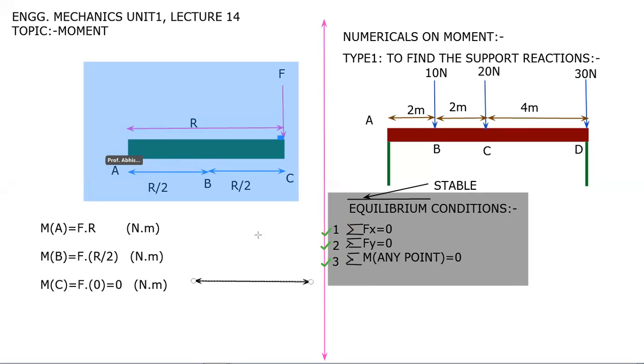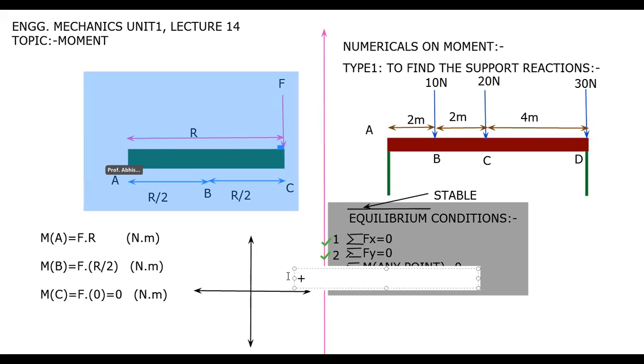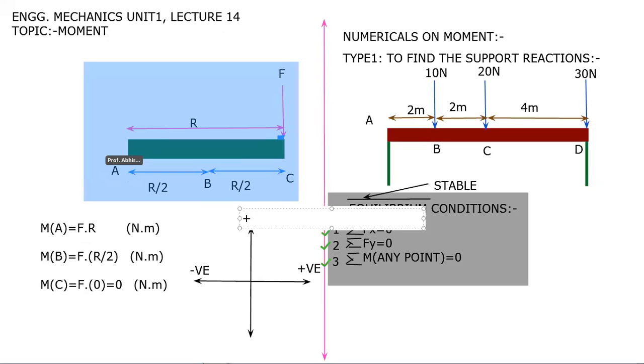We have also studied the sign convention: this is positive, this is negative, this one is the positive y-axis, and this is the negative y-axis. Now, by using this sign convention, we calculate the summation here.